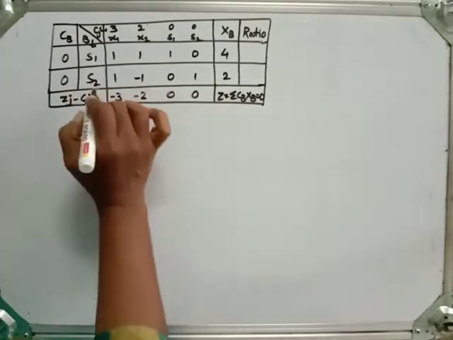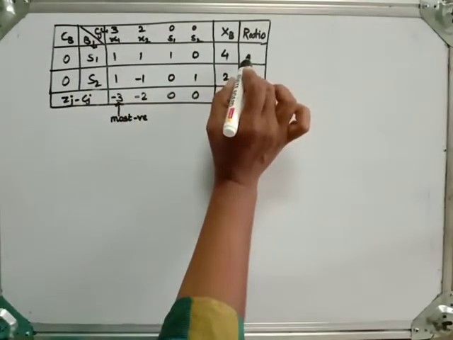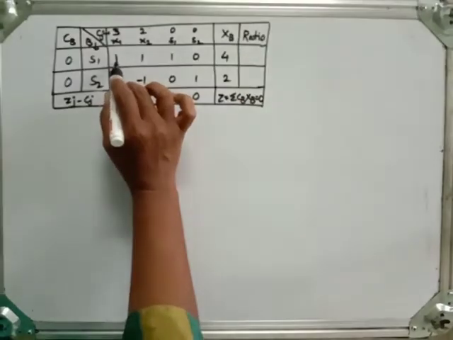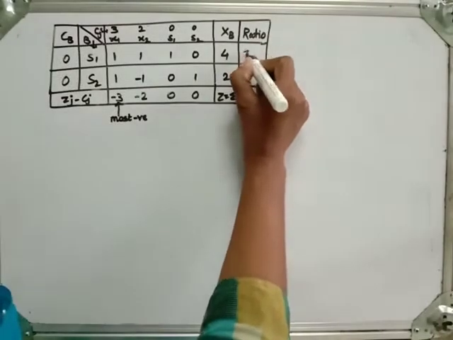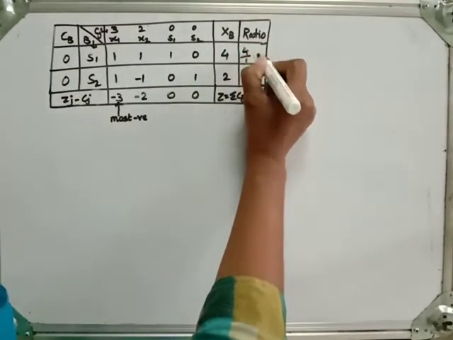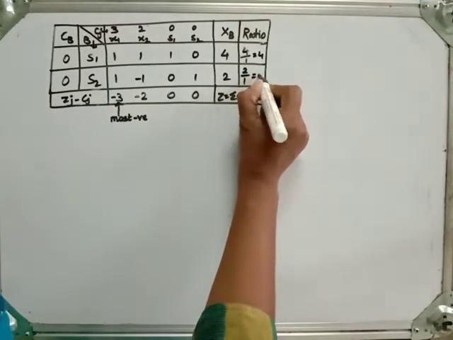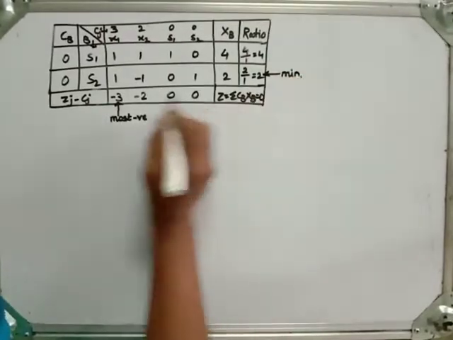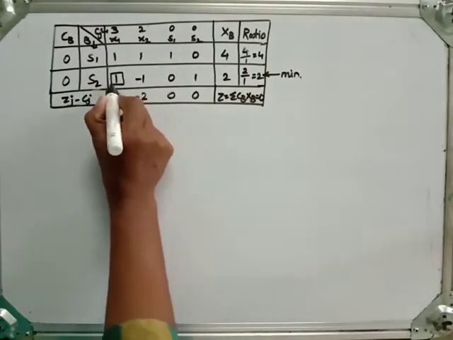But at which position, at s1 or s2 among them, at which position it will enter, that can be obtained using the ratio. So ratio will be obtained using xb upon the element of pivot column. So here I get 4 upon 1, so that will be 4. Again 2 upon 1 is equal to 2. So this is our minimum. So here I get this 1 is our pivot element.